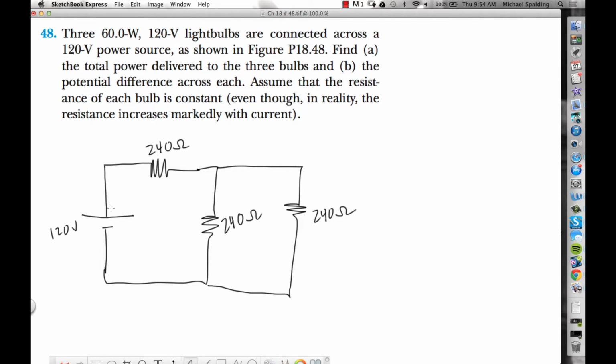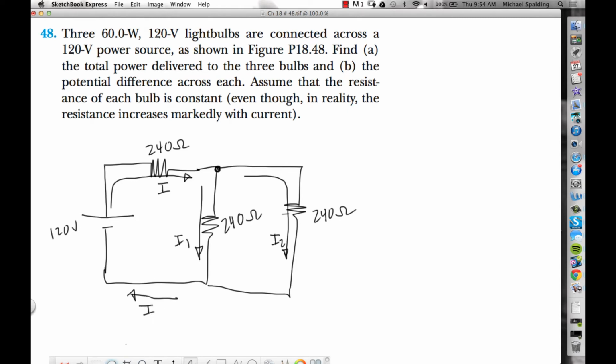The current out of the battery, I'm going to label I. And then what happens at that junction? That current breaks into I1 and I2. And those are going to be equal. I1 and I2 are equal because the resistances here are equal. And then here we're back to I.